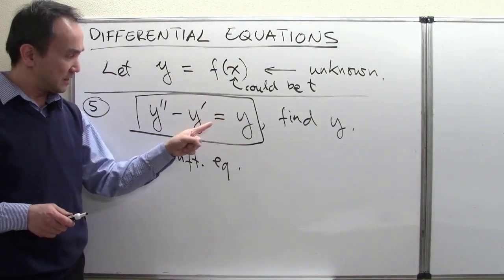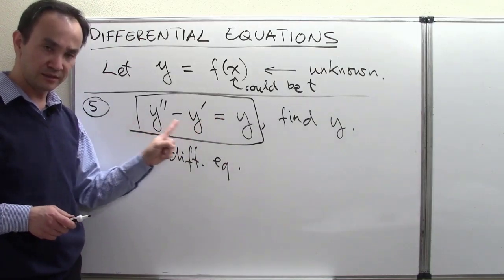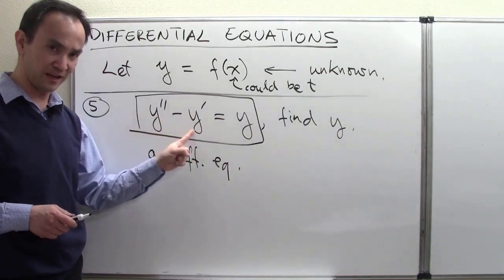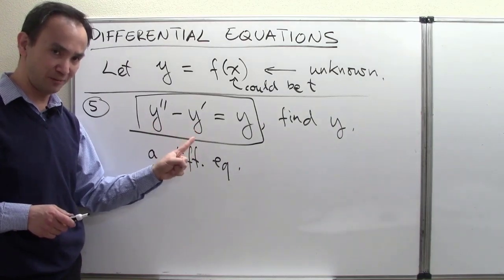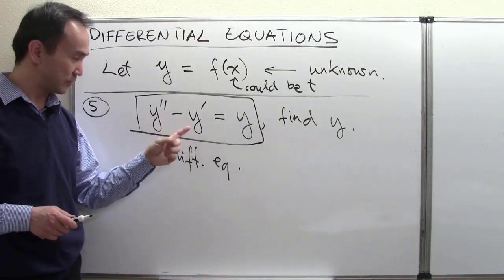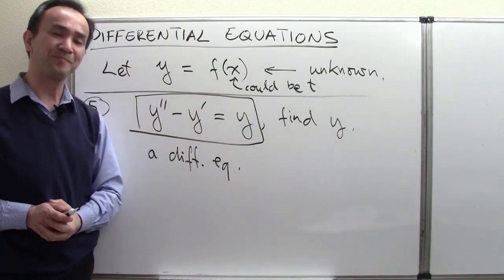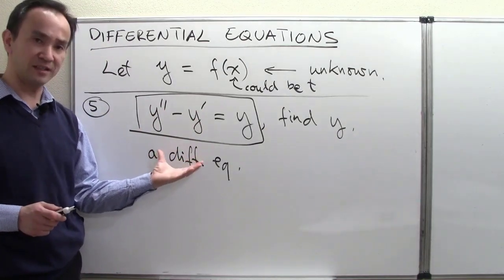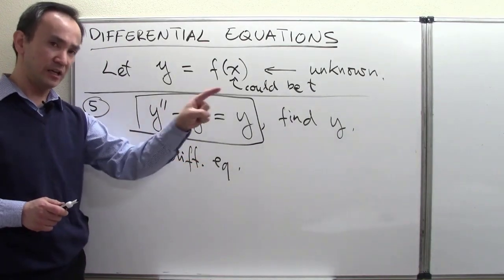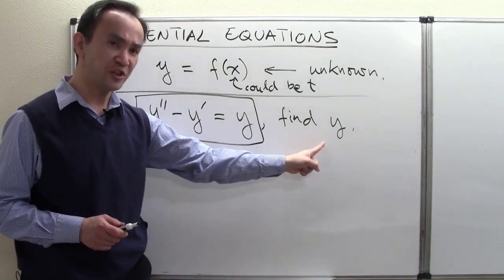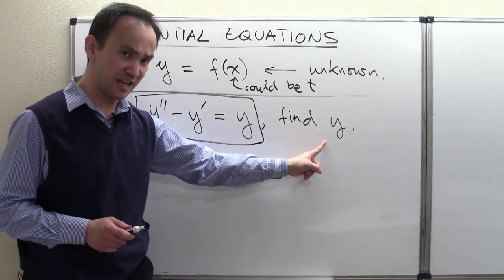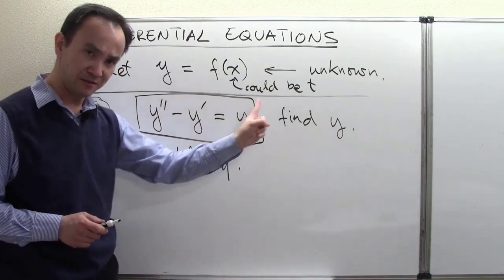Then there is at least one derivative involved. And here we got 2. We got both the y prime and the y prime prime. So what I have here is clearly a diffq. And again, the ultimate goal is to find out which function satisfies this.